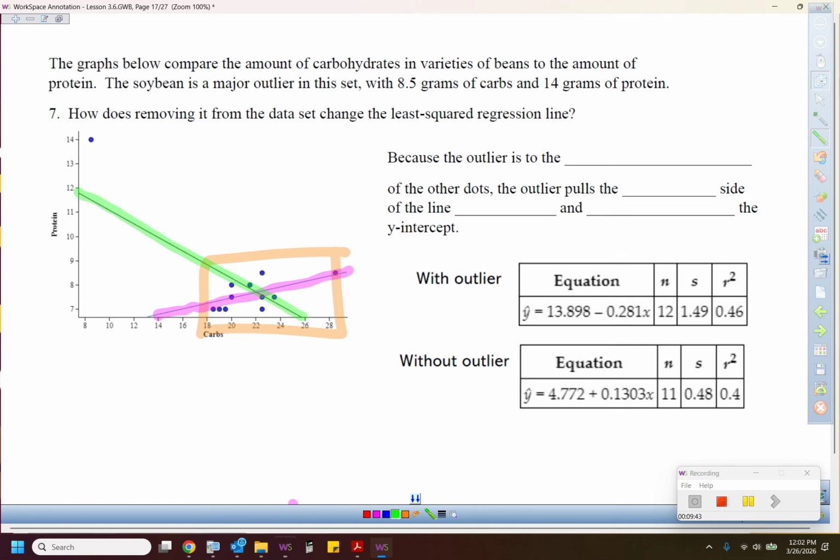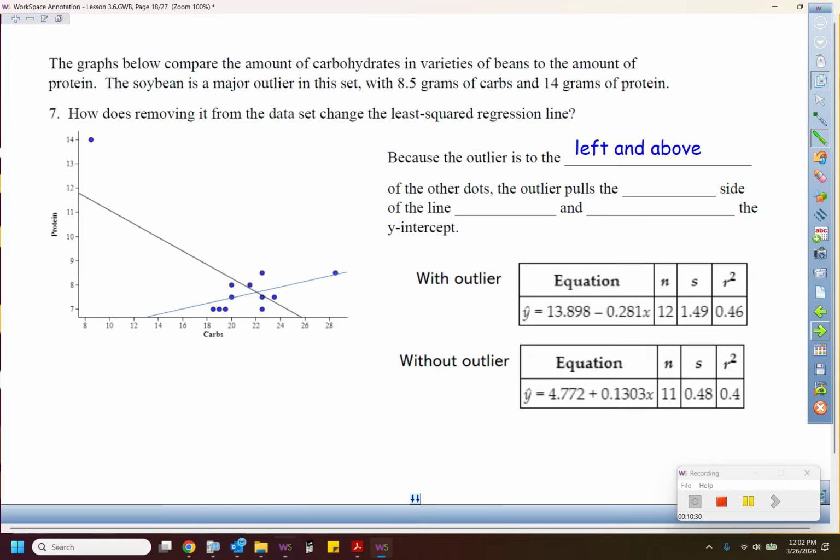Where is this dot in relation to the rest of them? Left, right, or middle? Very far to the left. So that is going to take this y-intercept, which is way over here, and move it up. Are you with me on that? It's going to totally make it go up in that situation, and it's going to change the slope. So because the outlier is to the left and above the data, that's why it's going to make it go up, because it was above the data. The outlier pulls the left side of the line up and increases the y-intercept.